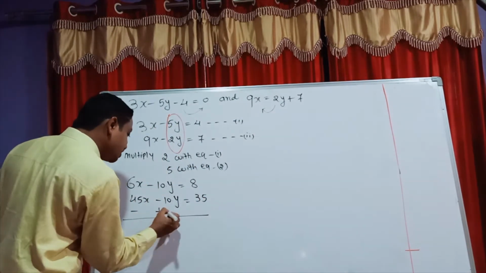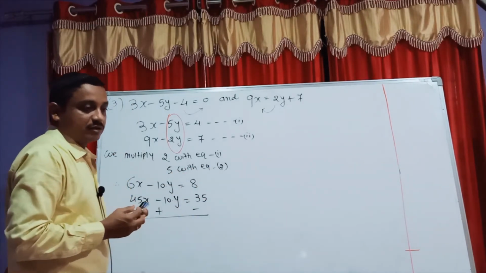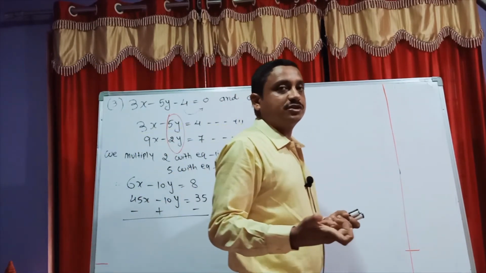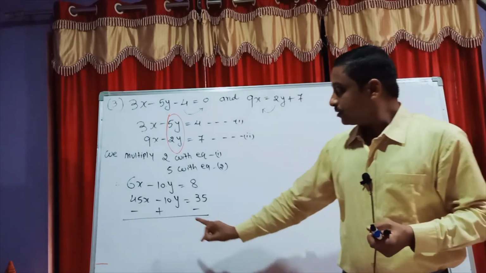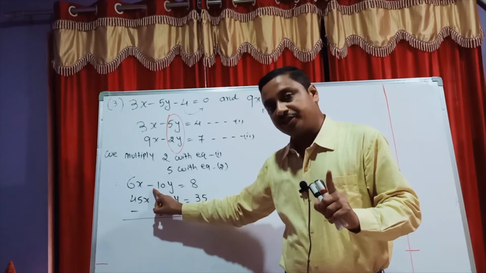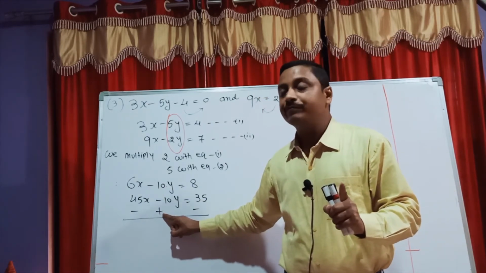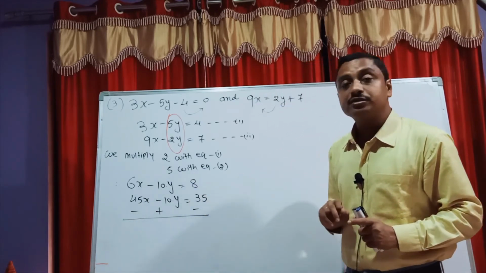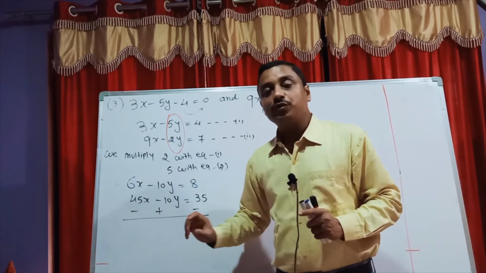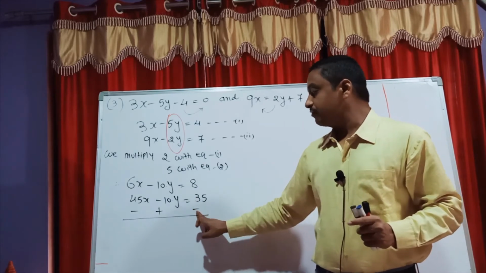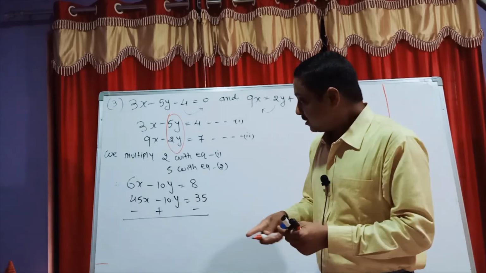Now students, a symbol change is necessary. Then you can easily cancel the values. This minus and this minus do not cancel, that's why I write the opposite symbol. Here also opposite, here also opposite, because plus 45 you convert to minus 45, and plus 35 you convert to minus 35.